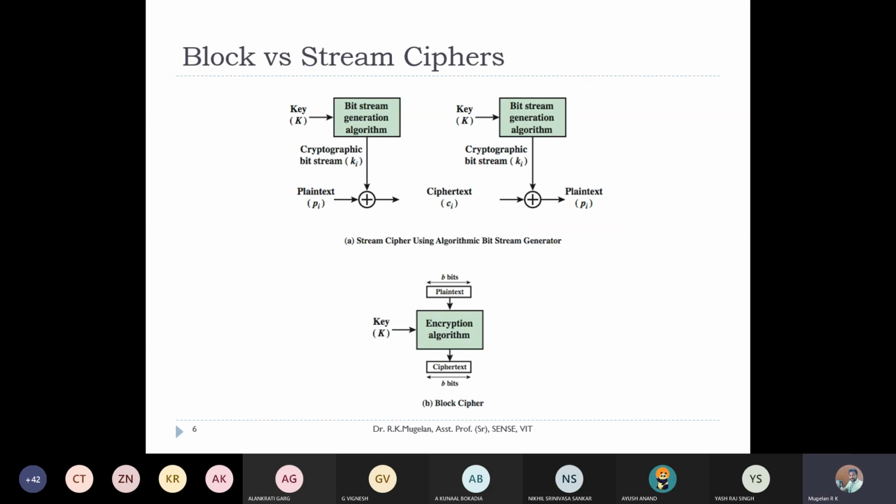This is a pictorial representation of a stream cipher with respect to a block cipher. Here I generate a stream of plain text, which is encrypted with a bit stream generation algorithm that produces the key stream. The same algorithm is used at the receiver end to generate the same key stream to decrypt the message. Since we are discussing this from a symmetric key encryption point of view, the same key is used for both encryption and decryption.